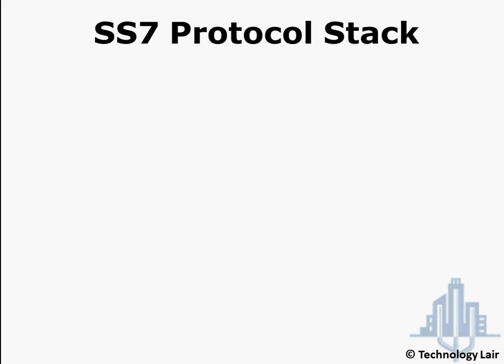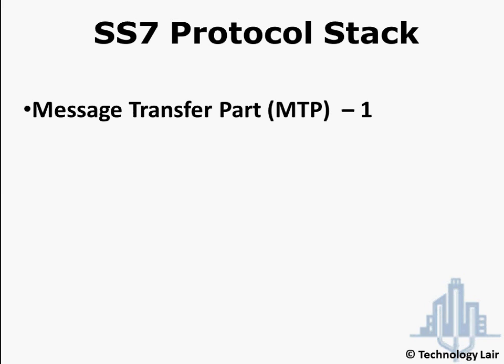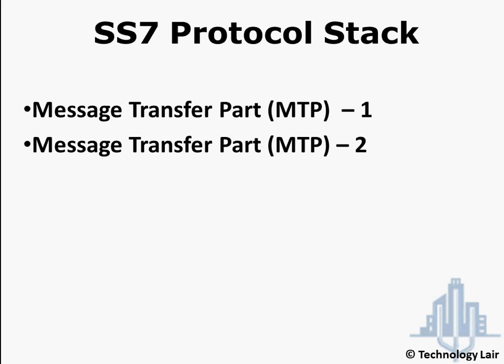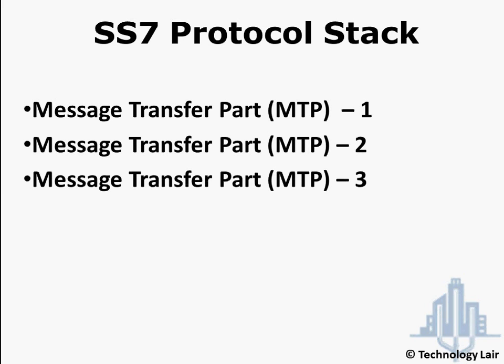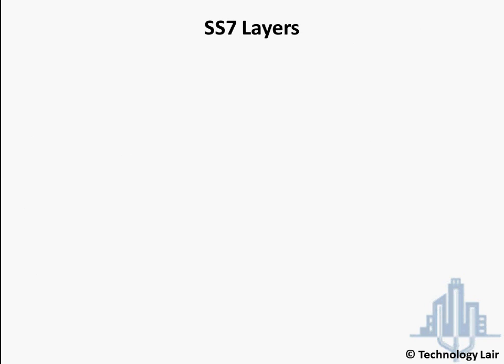So let's start. Topics which we will cover in this tutorial are the message transfer part 1 or the MTP1, the MTP2, the MTP3, SCCP or the signaling connection control part, the GT functionality of the SCCP, and some introduction about the user parts. So let's start with the layers of SS7.